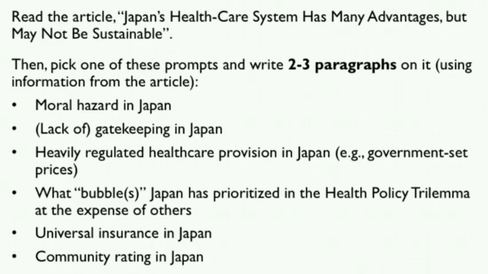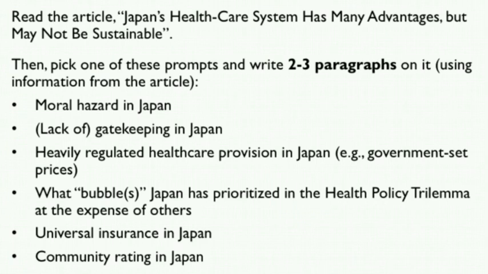Today's exercise is going to involve another reading assignment. So I pulled an article today from the Washington Post. This article, again, it's a little bit outdated, but it covers a lot of the information that we talked about in class, so it's still relevant. The name of the article is Japan's Healthcare System Has Many Advantages, but May Not Be Sustainable.